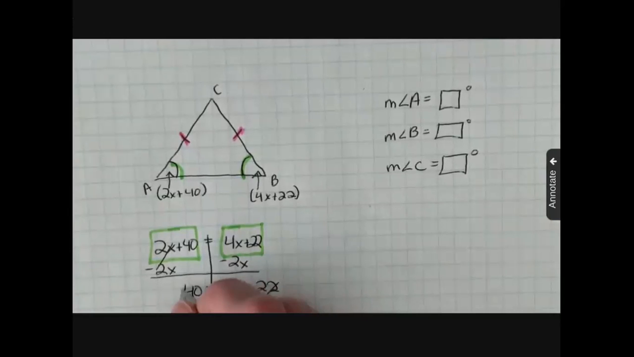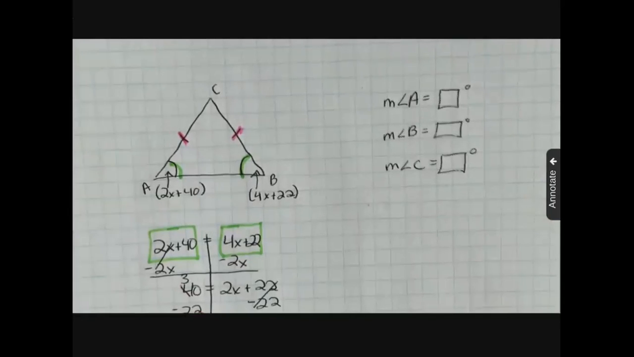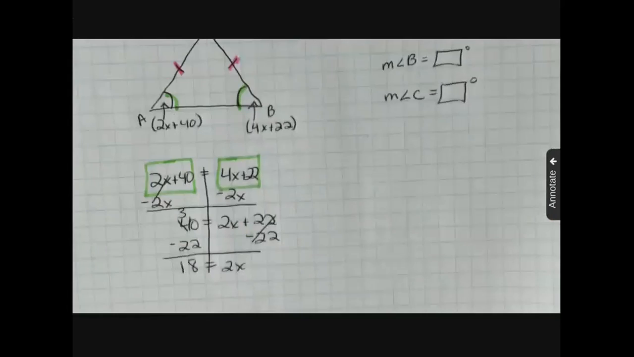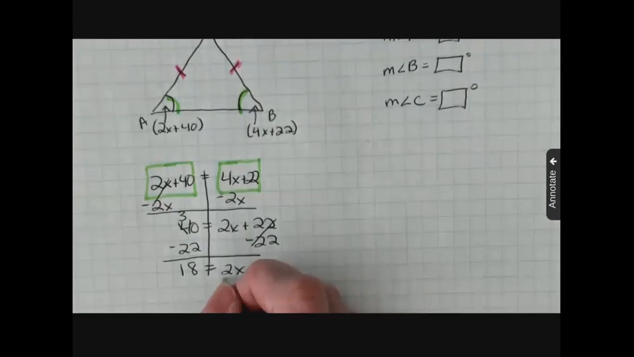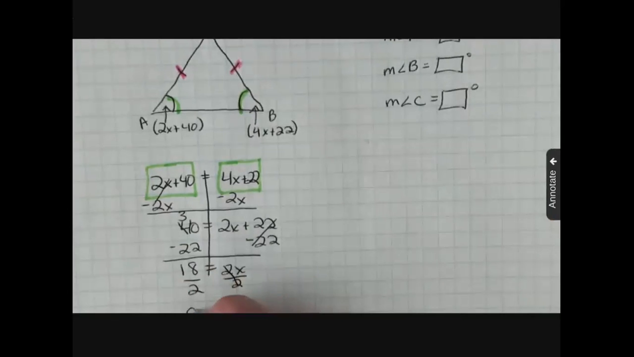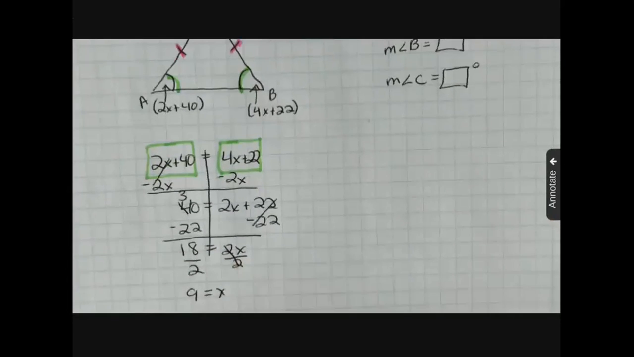And I can't take 2 away from nothing, so I have to borrow. And now I have 18. Now I need to divide by 2, and I get 9 equals x. Now, that's not my answer, okay? That's just what x is. I still have to plug in x to the problem.